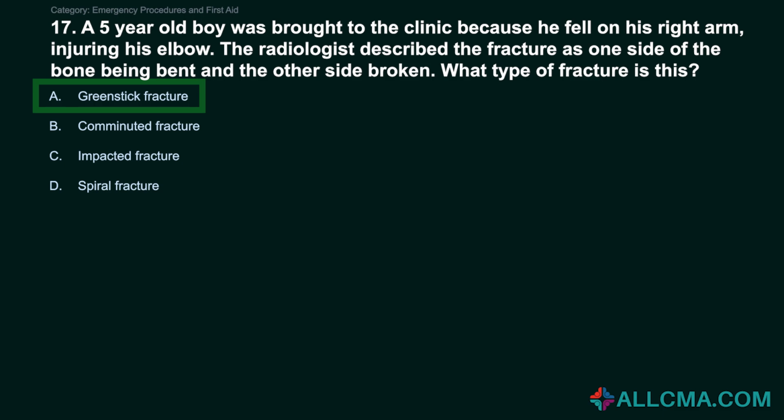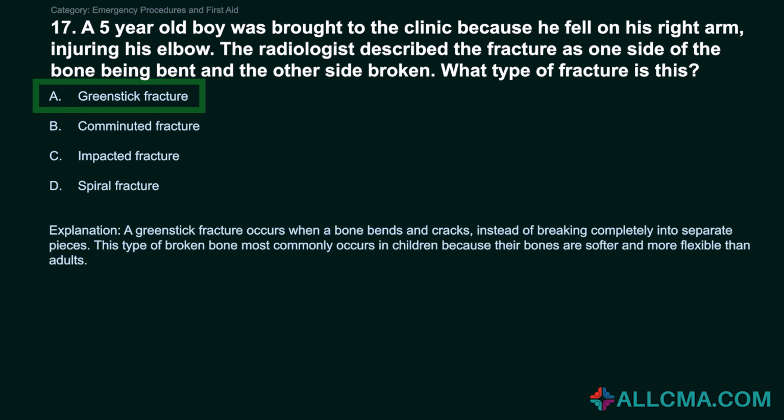Green stick fracture. A green stick fracture occurs when a bone bends and cracks, instead of breaking completely into separate pieces. This type of broken bone most commonly occurs in children because their bones are softer and more flexible than adults.